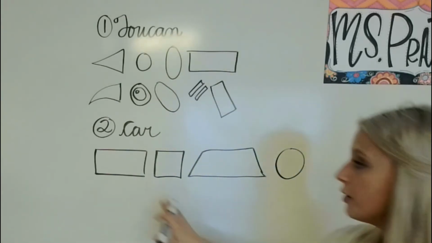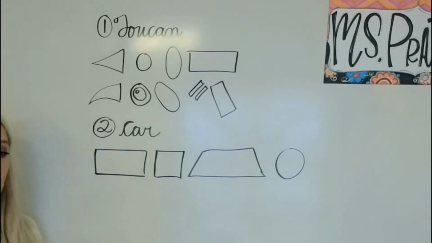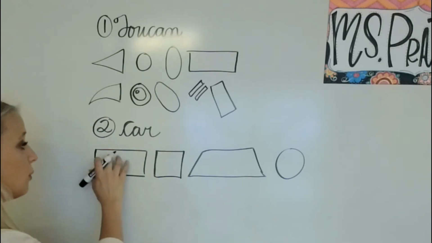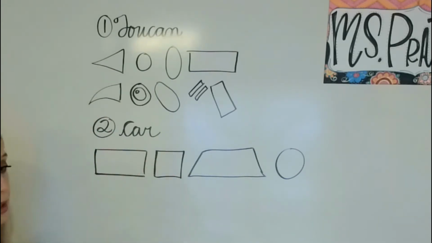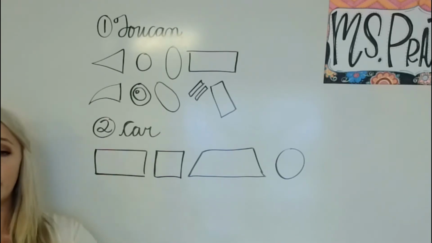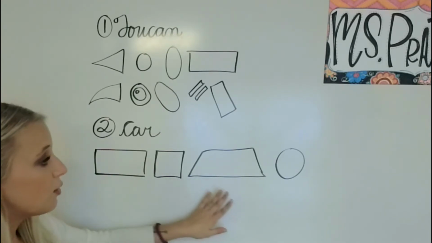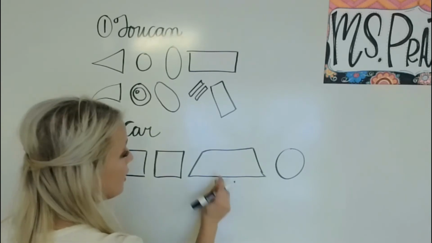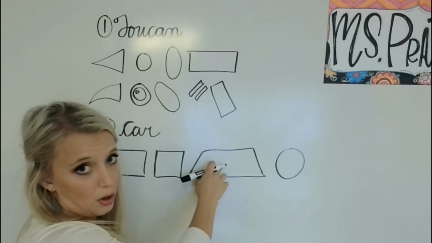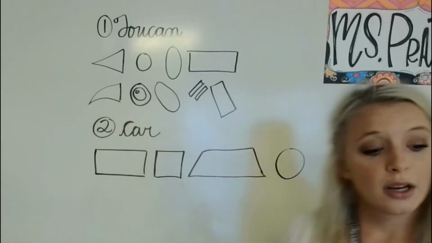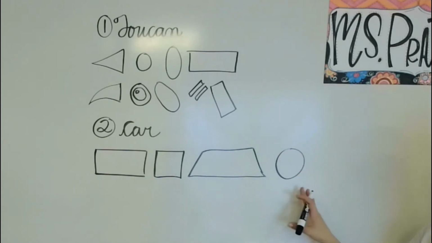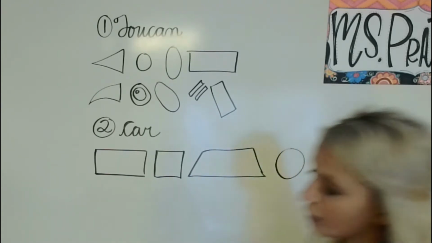So the rectangles and the squares very clearly make up the whole part of the car. So we have the windows, and we have the doors, and the front bumper and the hood of the car, right? But the trapezoid is the front window, the windshield of the car. And then the circles were the wheels and the headlights. Okay?